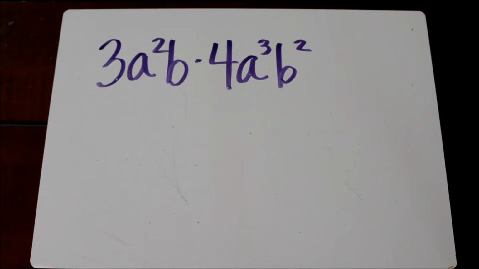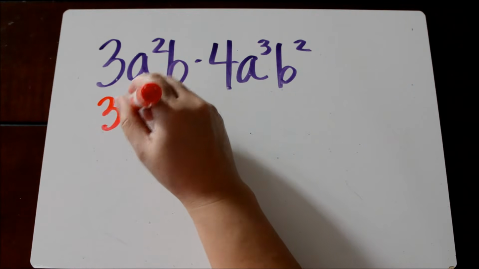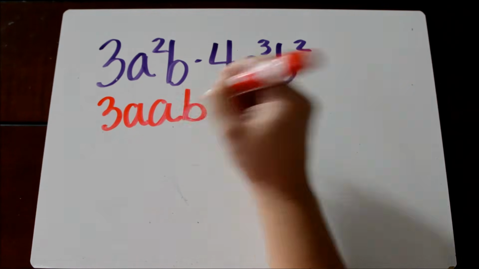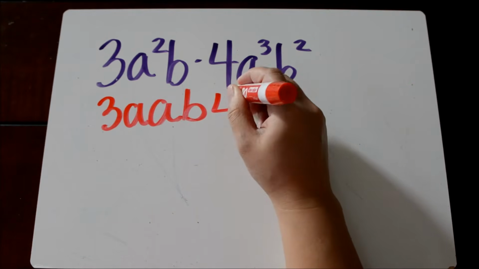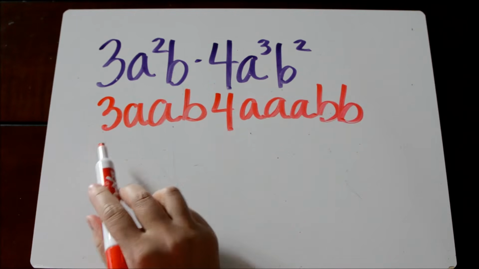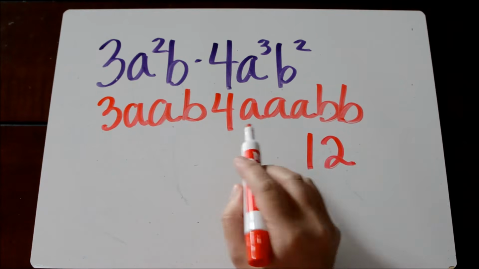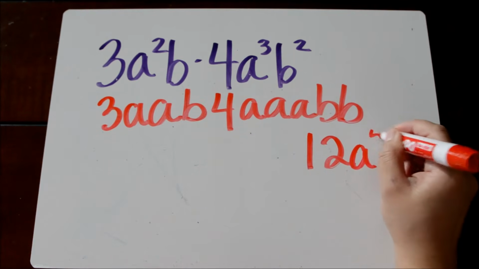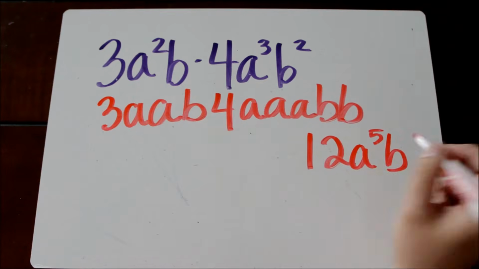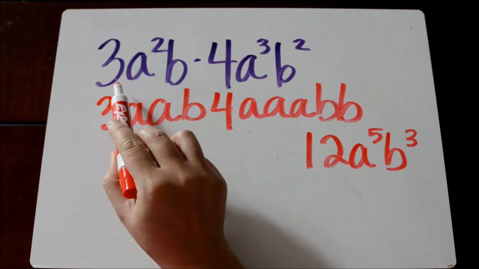This problem has coefficients involved, so we're still going to expand. We'll get 3 times a times b times 4 times a times a times a times b times b. We'll multiply our coefficients. 3 times 4 is 12, and then we have a times itself 5 times and b times itself 3 times. But if we understand the product of power law, we would apply the same concept here, except with coefficients we do normal math.